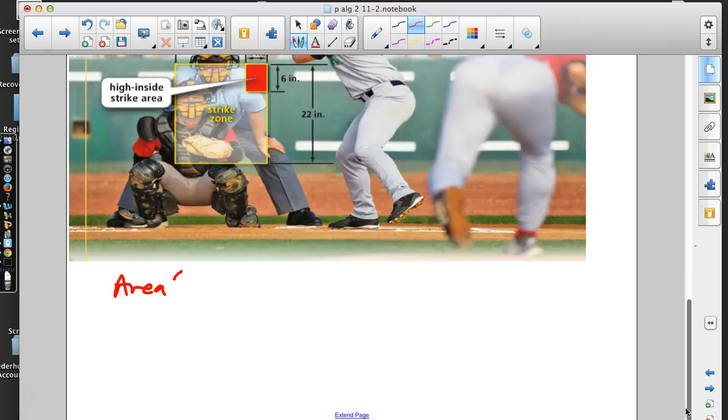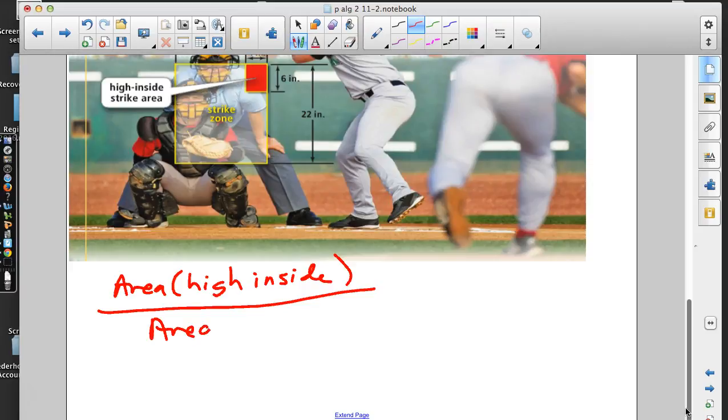So area for the high and inside strike over the area of the entire strike zone. Because what we want is that little high inside strike zone over the strike zone of the whole. Well, everything for the batter, I guess I'm thinking here, the whole strike zone for the batter.